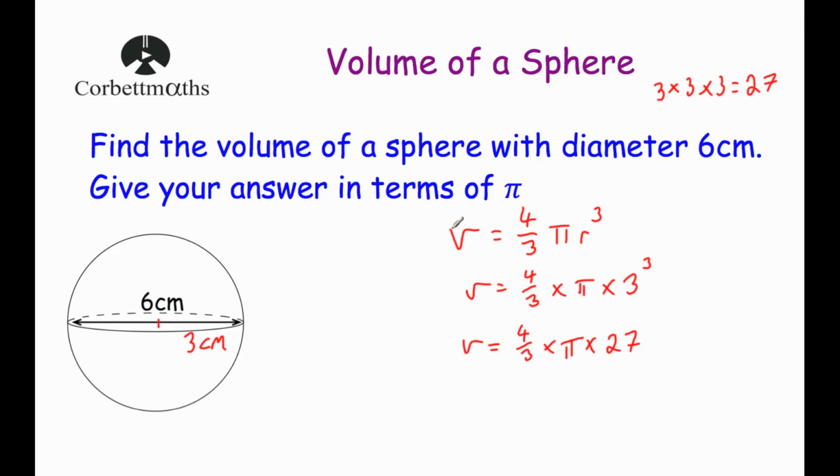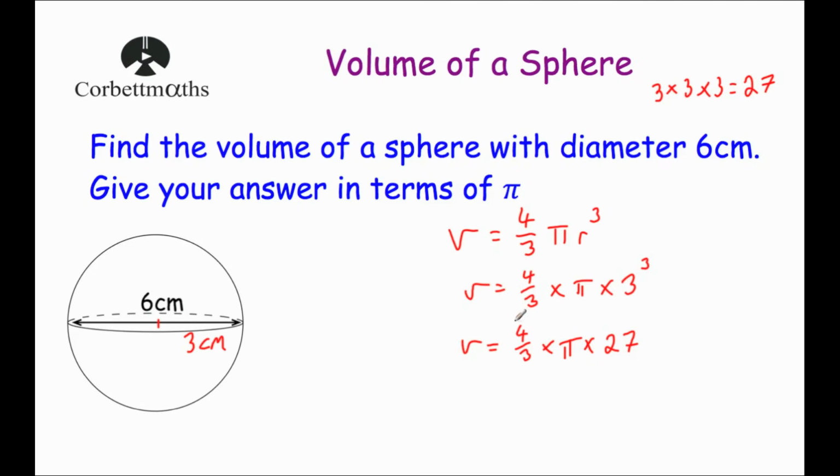Now we know we're given an answer in terms of pi, so that means we want something pi, maybe 50 pi or 40 pi or something like that. So we're going to work out our 4/3 multiplied by 27, or 4/3 of 27. They would be the same thing. You could do 4/3 times 27, or you could do 4/3 of 27.